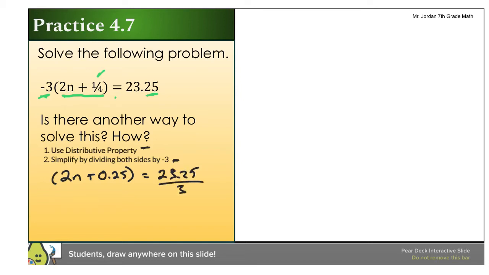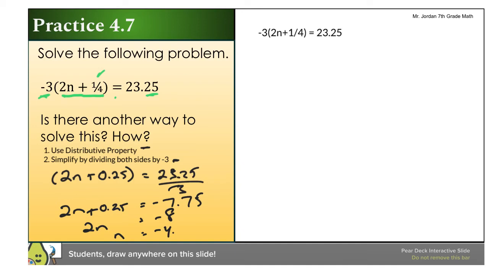23.25 divided by negative 3, which would equal negative 7.75. So then you'd have 2n plus 0.25 equals negative 7.75. And it looks like I'm just going to end up solving this as it is. 2n is equal to minus 8. N equals minus 4.